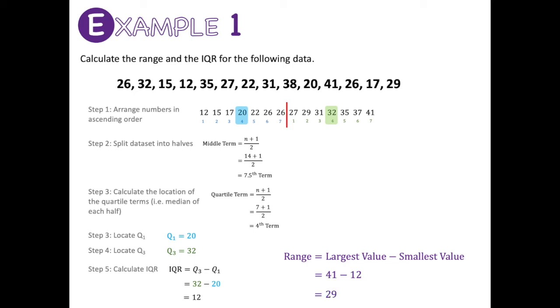So let's have a look at a second example for calculating the interquartile range. And this time I want to calculate just the interquartile range for the data set in the question. So I'm going to start off by arranging the numbers into ascending order. Once I've arranged the numbers, I want to split my data set into two even halves. So all up, I've got 19 numbers. So 19 plus 1 divided by 2 is 10. So the middle of my data set is going to be my 10th term. This time, it's not going to be in between two numbers. It is going to be an actual number in my data set.